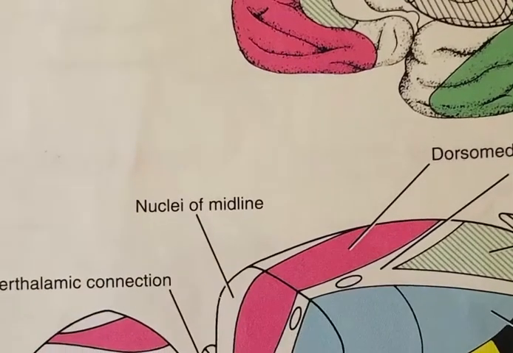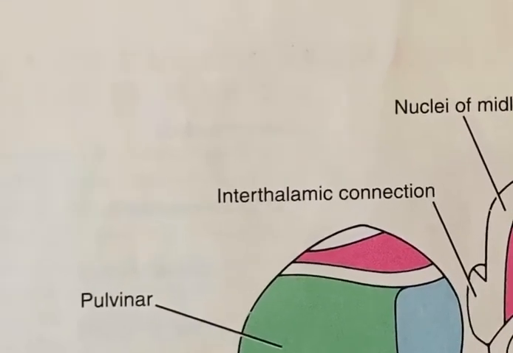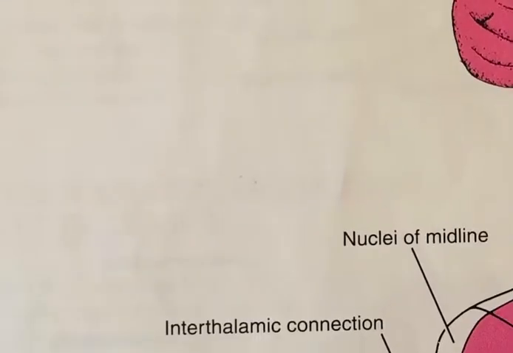Last comes your geniculate body, medial geniculate body and lateral geniculate body. Medial geniculate body, the information comes from the colliculus. Which colliculus? Inferior colliculus, because it is related to hearing. Lateral geniculate body, it receives from the optic tract, and the efferent goes to the optic radiation. So medial geniculate body, inferior colliculus; lateral geniculate body, superior colliculus. Keep it in mind.